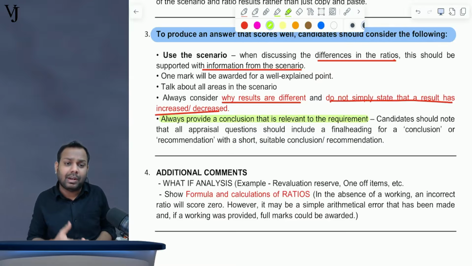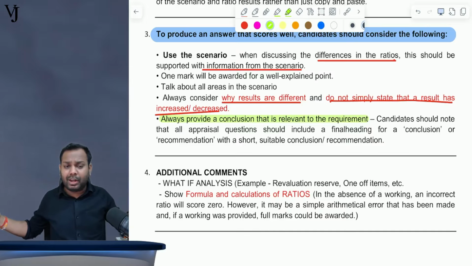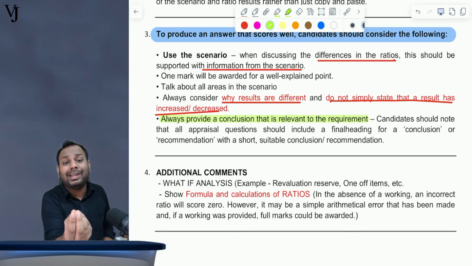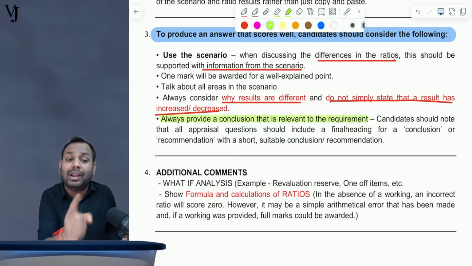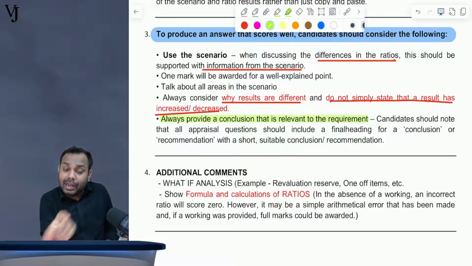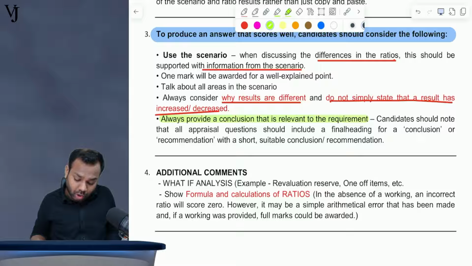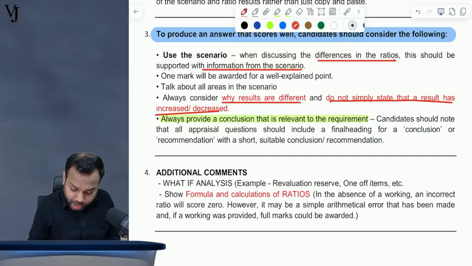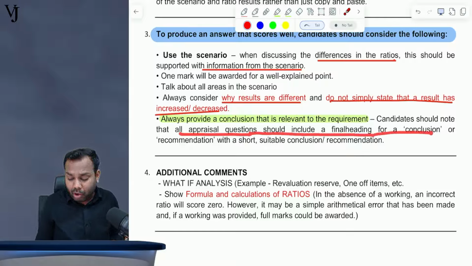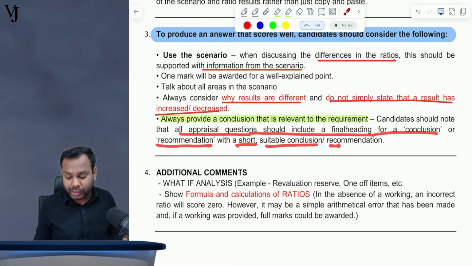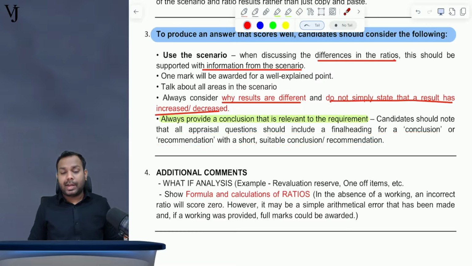I'm not saying in the conclusion you have to write a very long conclusion. No, just one or two sentences, but you need to give your conclusion linked to the issue statement. Always provide a conclusion that is relevant to the requirement. Candidates should note that all appraisal questions, interpretation questions, should include a final heading of conclusion or recommendation with a short suitable conclusion or recommendation. Are you understanding this part?